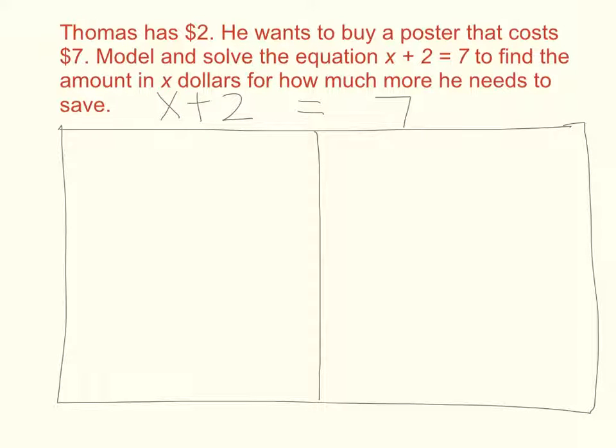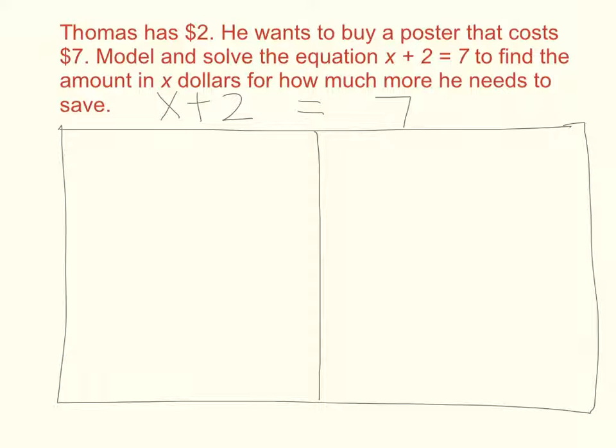Here's our story problem. Thomas has $2. He wants to buy a poster that costs $7. Model and solve the equation x plus 2 equals 7 to find the amount in x dollars for how much more he needs to save. Some of you probably already can tell how much he needs to save, but let me show you how to model it.